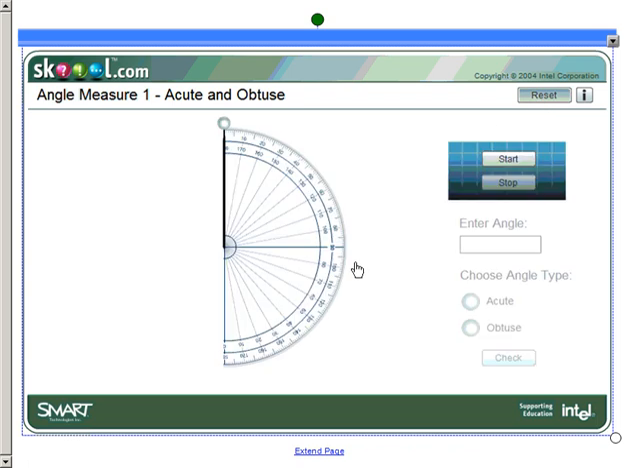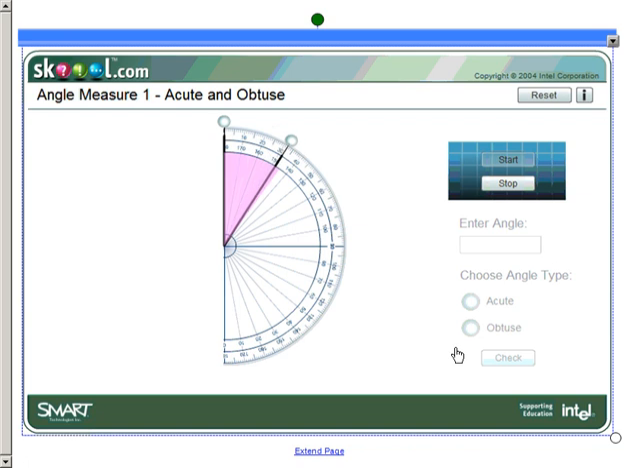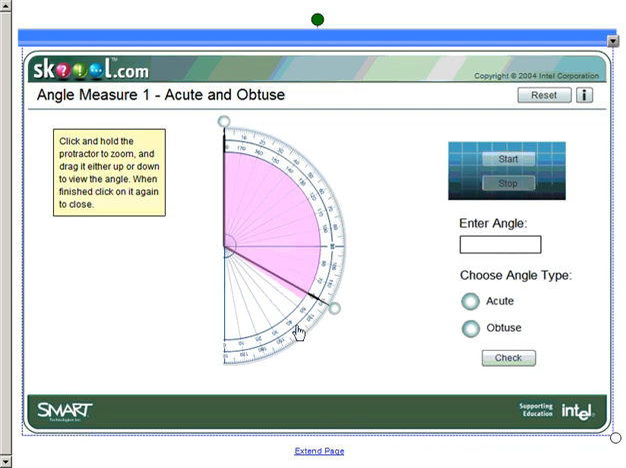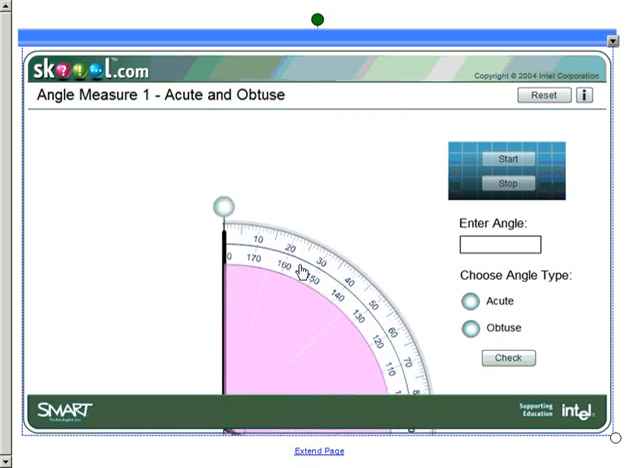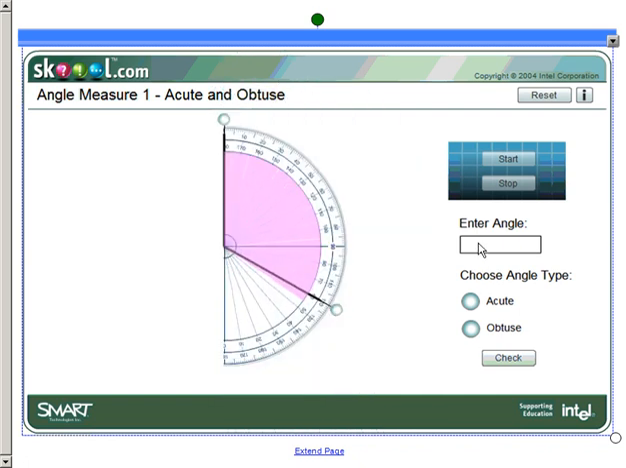So I'm going to reset. And now I'm going to start my angle movement. I'm going to stop. I'm going to zoom in, and it looks like I have a 120-degree angle. So I'm going to enter my measurement. And a 120-degree angle is obtuse. I have the correct answer. An obtuse angle is one whose measurement is greater than 90 degrees, but less than 180.